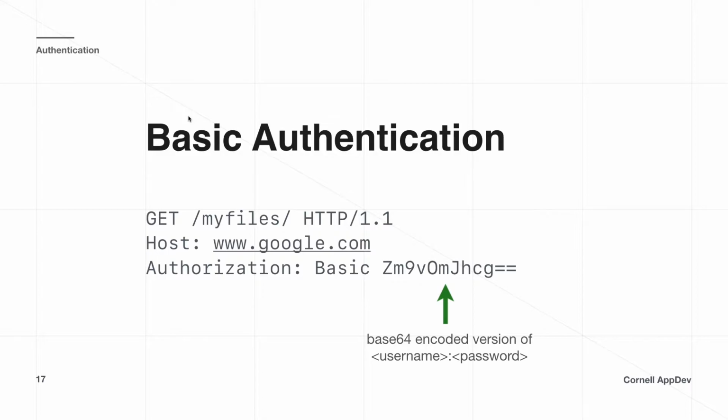Authorization is one of the key words in this metadata, and that's where our credentials will go. So you can see here, it says authorization, and the value attached to it is first "Basic", and that's just saying, hey, we're using basic authentication, and then an encoded version of your username and password.